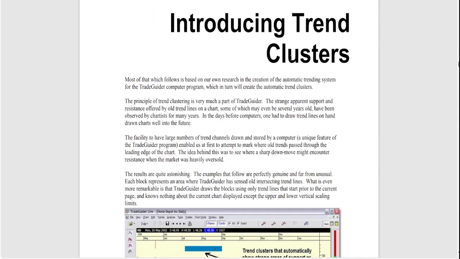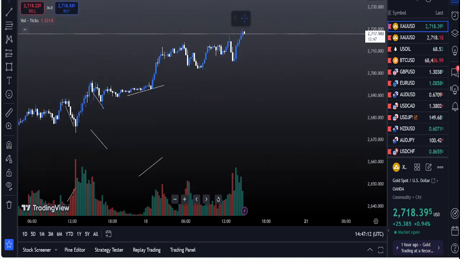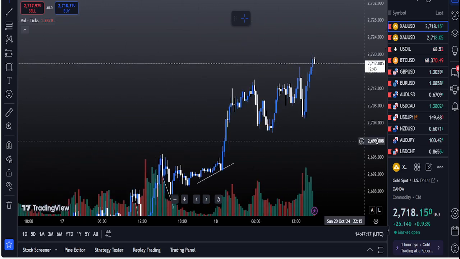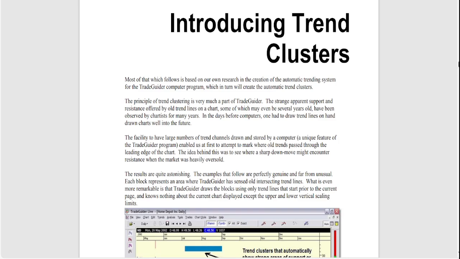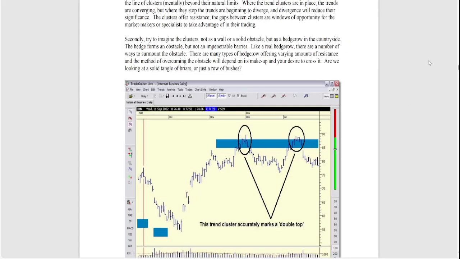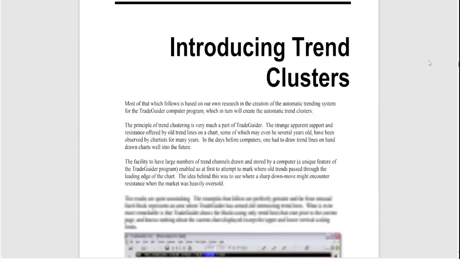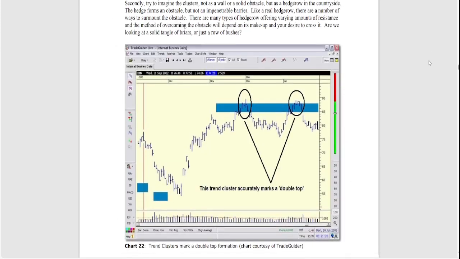Introduction of class trend clusters, just read that. Just read that. Introduction to clusters. There is nothing important in that. Just read this book one time.